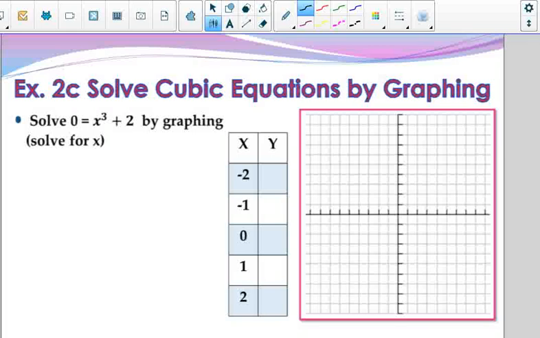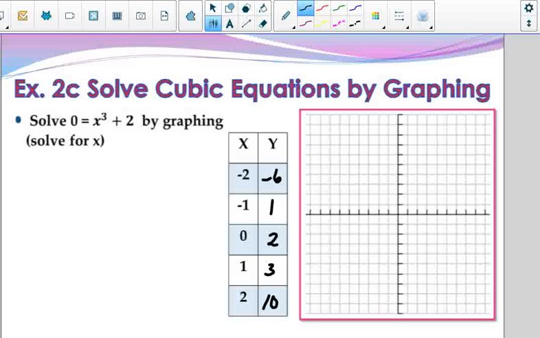So if I put a negative 2 in, negative 2 cubed is negative 8. Negative 8 plus 2 is a negative 6. Negative 1 cubed is negative 1. Negative 1 plus 2 is 1. Put a 0 in. 0 cubed is 0 plus 2 is 2. 1 cubed is 1 plus 2 is 3. 2 cubed is 8 plus 2 is 10. Again, I do have 10 marks on each direction, so I should be able to count by ones here.